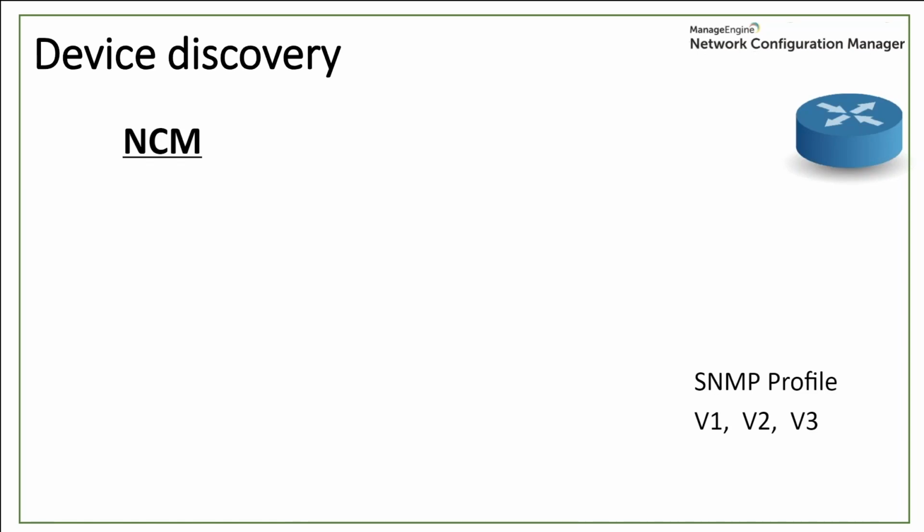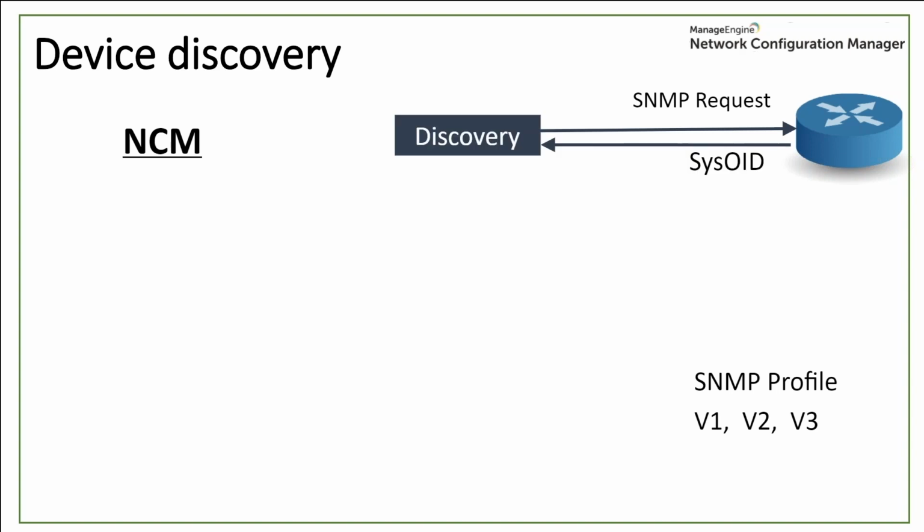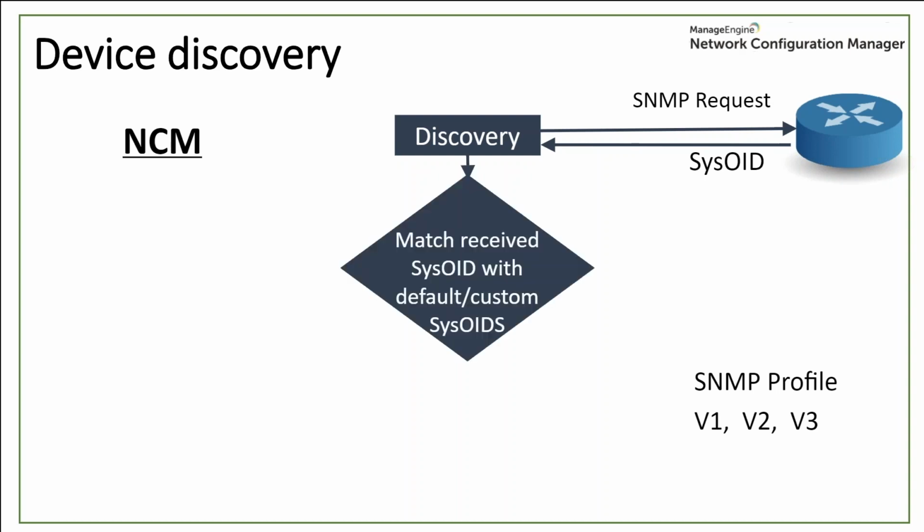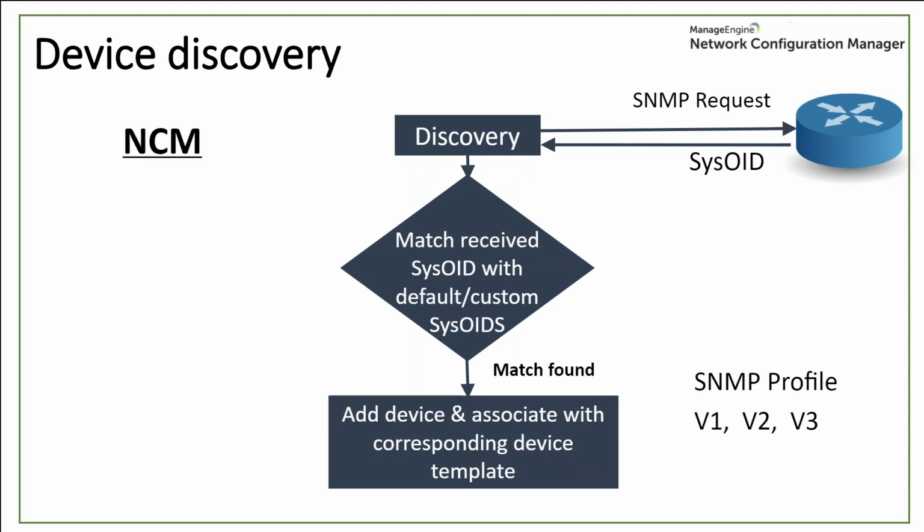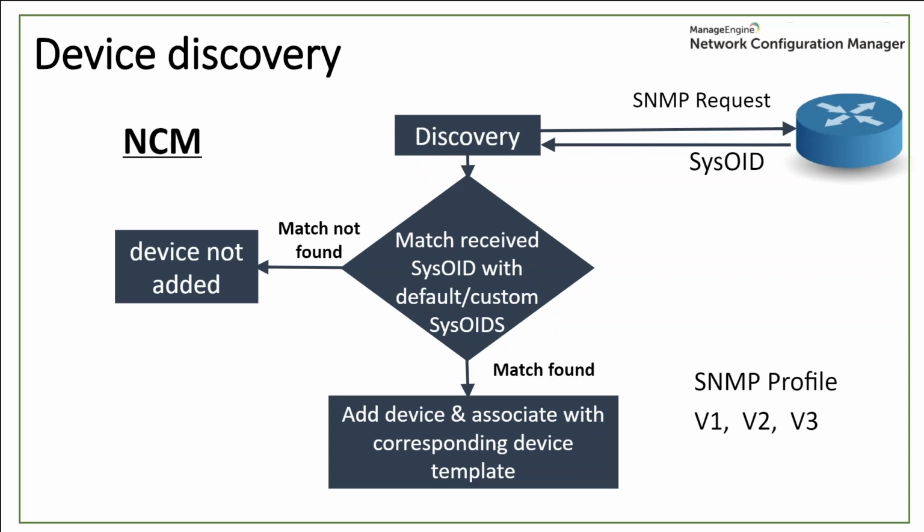NCM helps to discover devices using SNMP profile V1, V2, V3. NCM will send an SNMP request to a corresponding device and that device will send a sysobject ID. The sysobject ID will be received by the discovery engine, and this discovery engine will see if the sysobject ID that is received matches with the default or existing sysobject IDs. If a match is found, then the device will be associated with the corresponding device template. If there's no match, then the device will not be added.